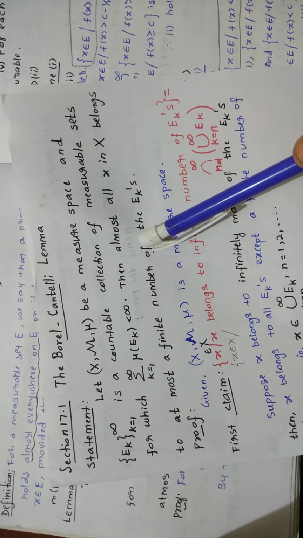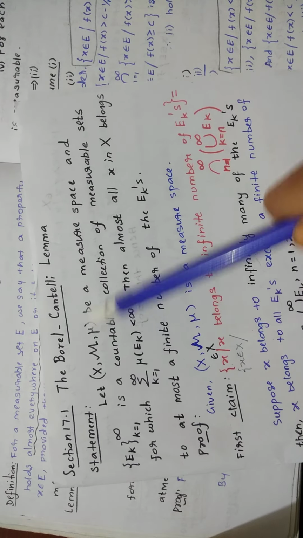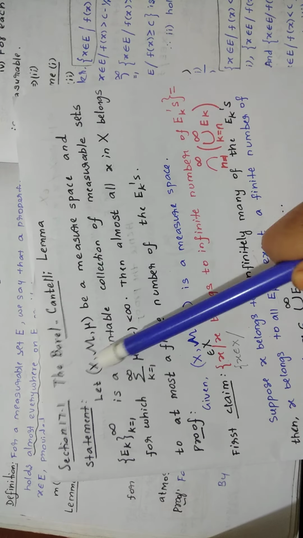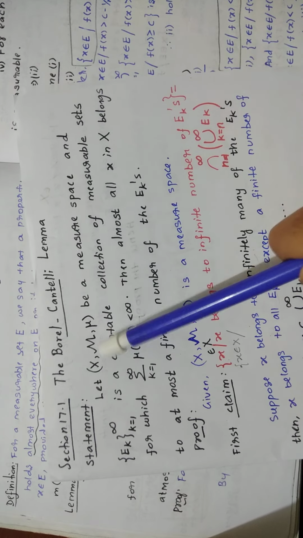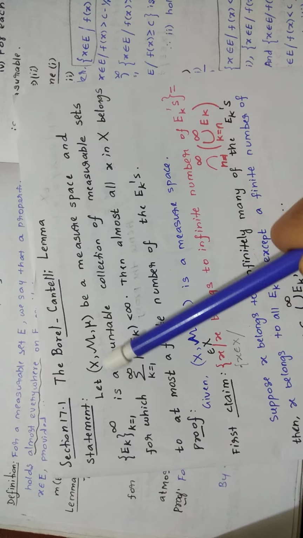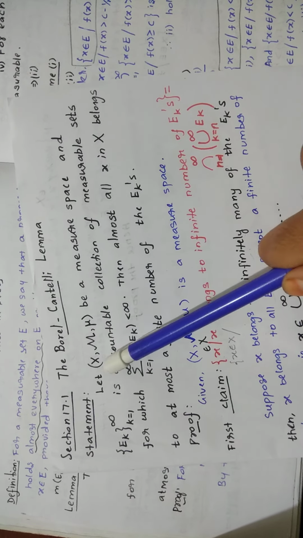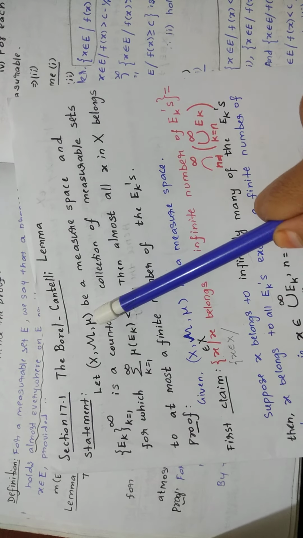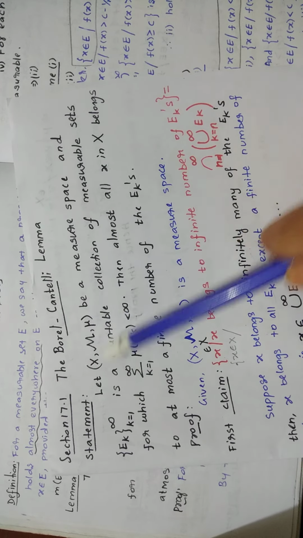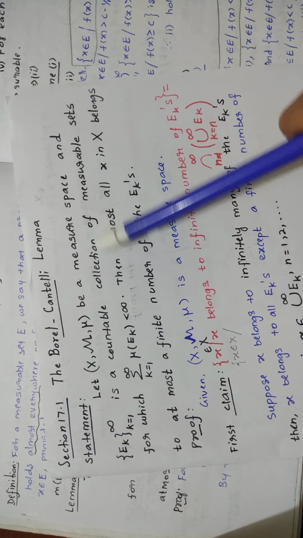So here you can see the statement. First you have to consider a measure space. Let (X, M, mu) be a measure space. Here M is the script M. X denotes a set, M denotes a collection of subsets of the set X, and mu denotes a measure. If you write all these, then you call it a measure space.